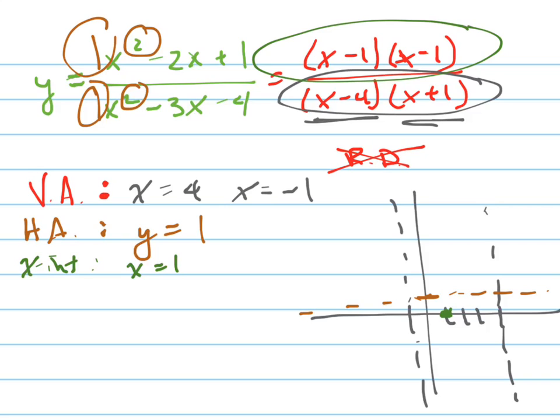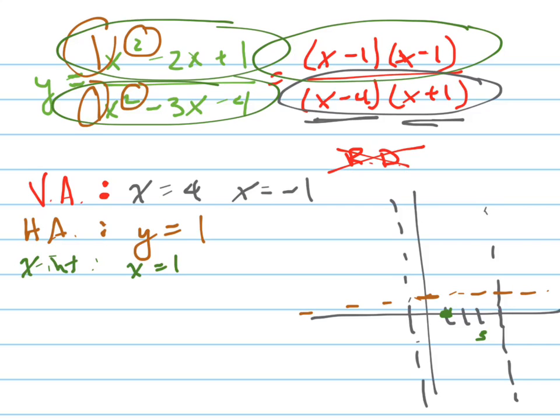Let's plug in a number. Let's plug in 3 into the original equation, and let's see what the sign is, if it's a positive number or a negative number. So 3 squared, let's do this in our head, 9 minus 6 plus 1, that's a positive number. 9 plus 9 minus 4 is also a positive number. So that is actually a positive value. So it does in fact go up.